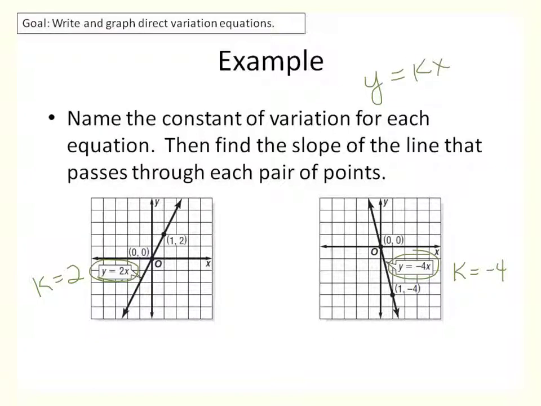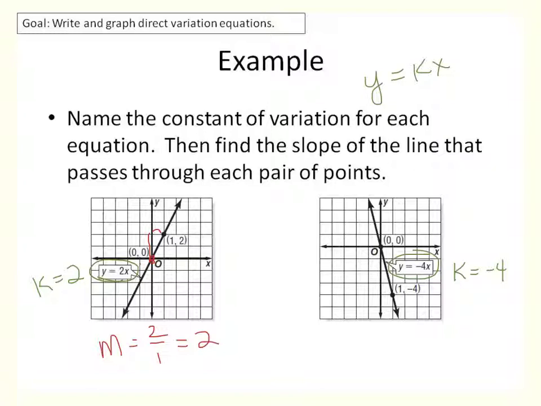Then the next thing we want to do is find the slope of the line that passes through each pair of points. So if you're looking at these 2 points, remember that we can count the slope using rise over run. So personally, I always start at the left point. So I'm going to start at this point right here, and you're going to rise 2 and run 1. So our slope then is going to be 2 over 1, which is just 2.